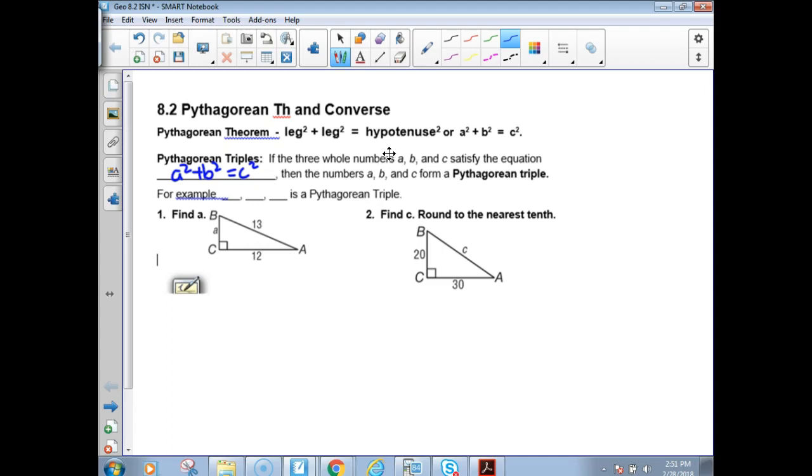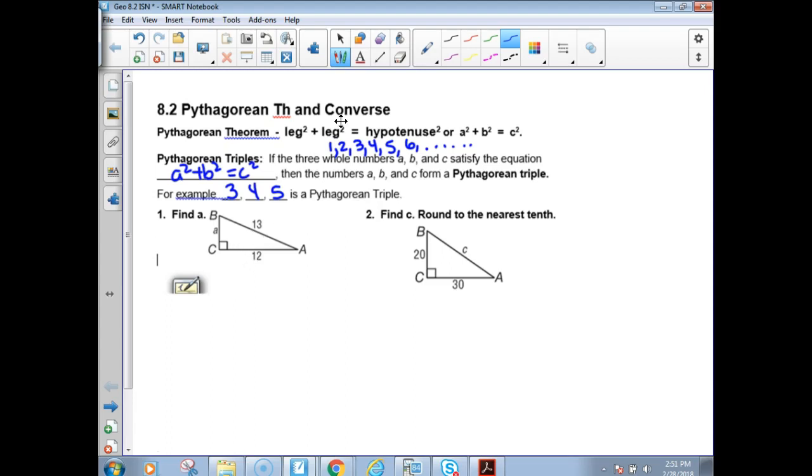Why is this sticking? Do you know what a whole number is? Like 1, 2, 3, 4, 5, 6, on and on. Okay, they're not decimals. That's a Pythagorean triple example. 3, 4, 5 is a Pythagorean triple. And we're going to discover another one right now doing number 1.